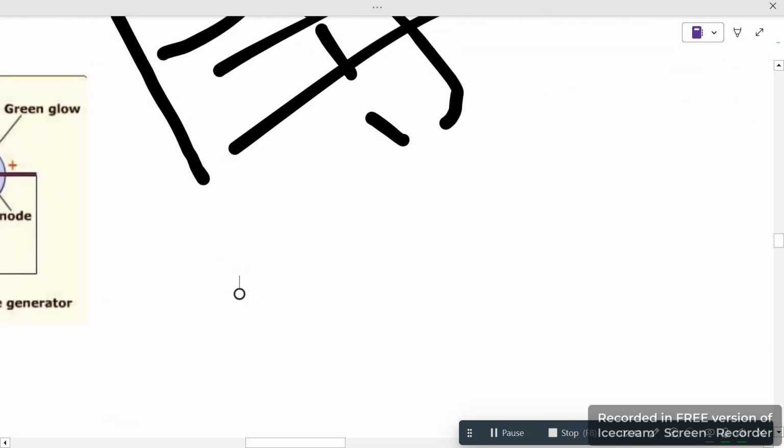So let me write a few very important points. Cathode rays are negative. Why? Because the charge runs towards positive. We know that negative charge always runs towards positive. Second point, they have the negative charge.